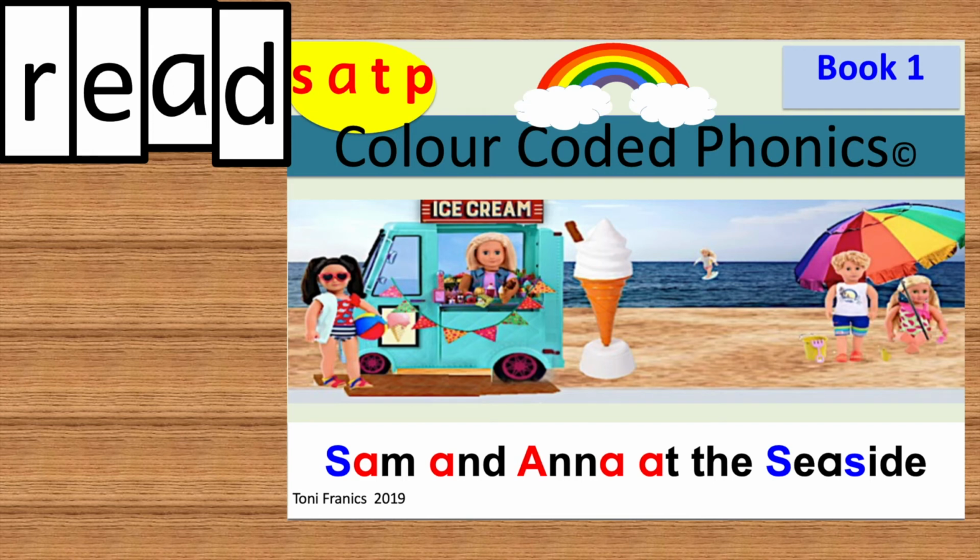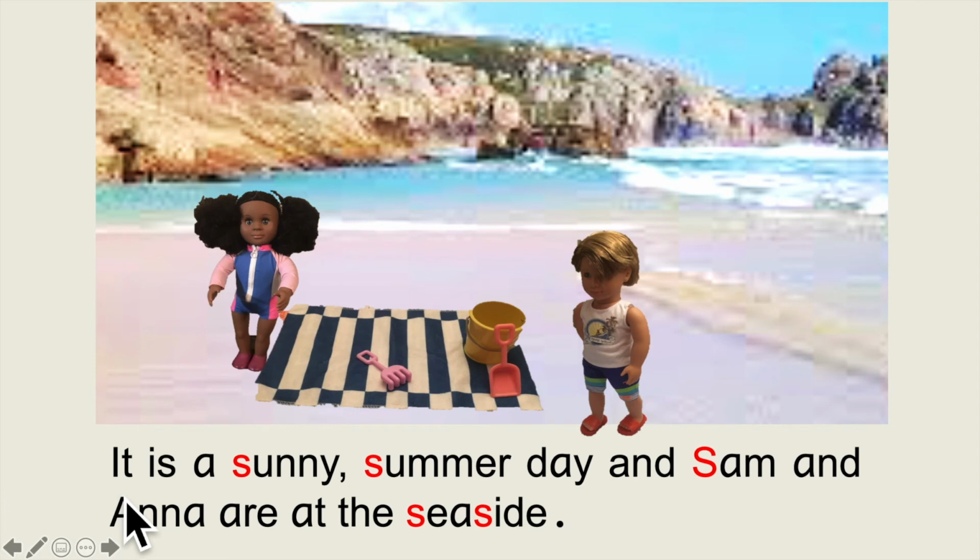Now we're going to do some reading together. We're going to read a book called Sam and Anna at the Seaside. I'm going to read it first, then you read along with me. When we read, we start on the left and work our way across the page. We do the top row, then we come back to the left and do the bottom row.